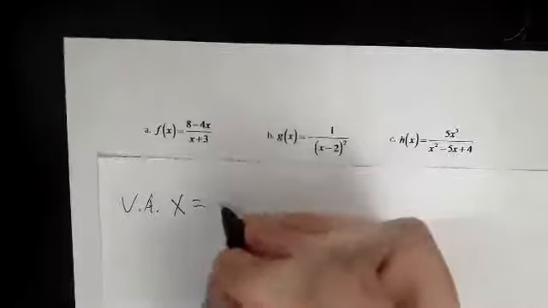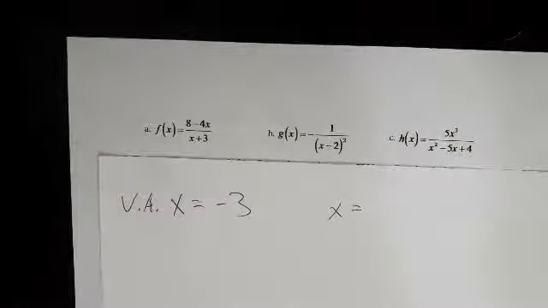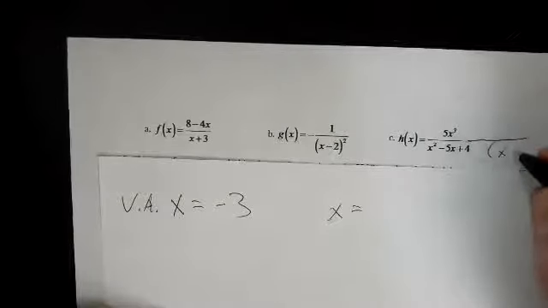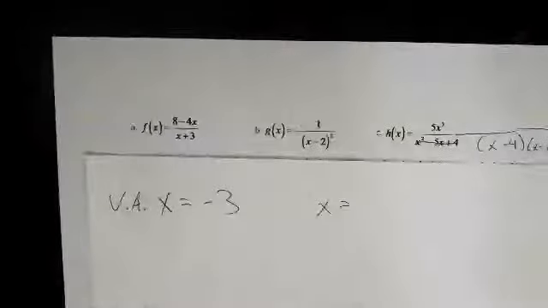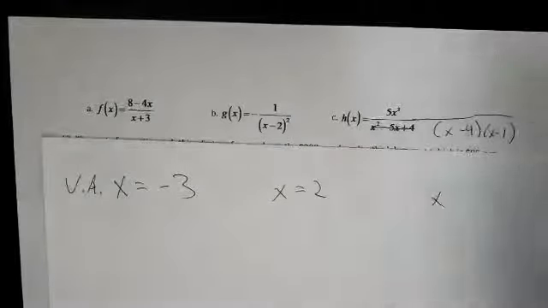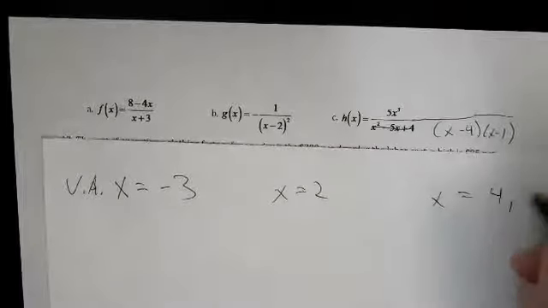X is equal to negative 3. If I do it here, the x is equal to. So I'm just going to go across and find the vertical asymptotes real quick. X minus 4, minus 1. That's probably what you should do. What's my vertical asymptote on this one? 2. And what are my vertical asymptotes on this one? 4 and 1. Yep, 4 and 1.